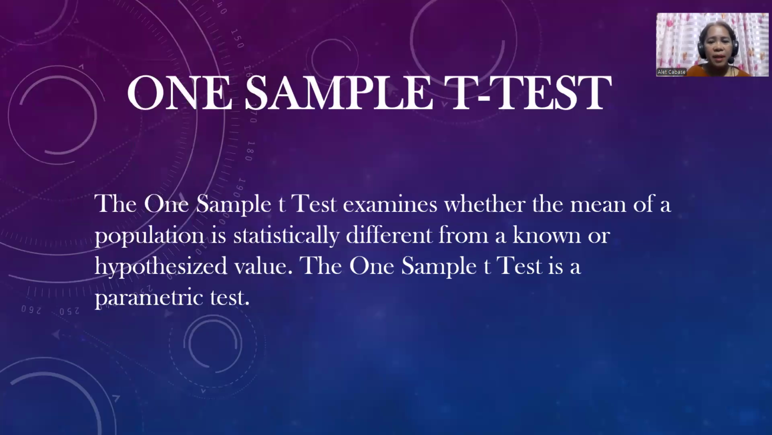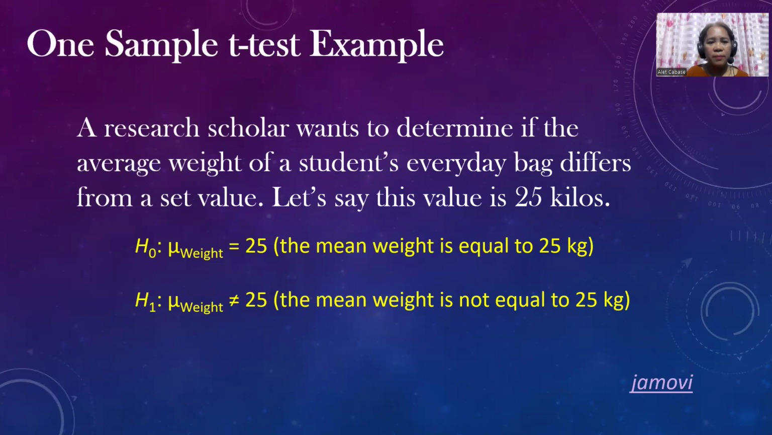So the one sample t-test examines whether the mean of a population is statistically different from a known or hypothesized value. The one sample t-test is a parametric test. So here is an example. A research scholar wants to determine if the average weight of a student's everyday bag differs from a set value. Let's say this value is 25 kilos. So our null hypothesis is the mean weight is equal to 25 kilograms, and our alternative hypothesis is that the mean weight is not equal to 25 kilograms.